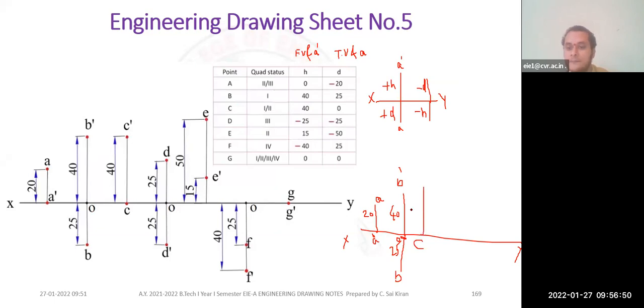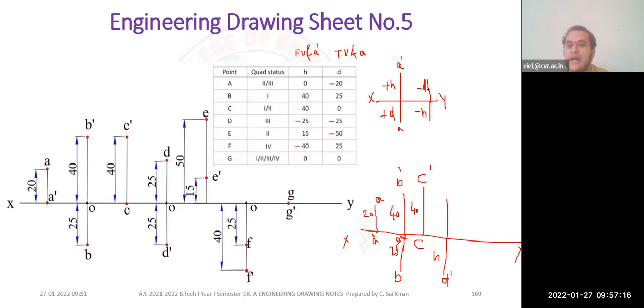So it is 40. And I have to write this as already I have mentioned, C. For H distance, I have to write the small letter and dash, so C dash. Next, coming to D. Whenever H is negative, it will come below the XY line, and I have to write that small letter and dash. This is my H distance, and this is my D distance.